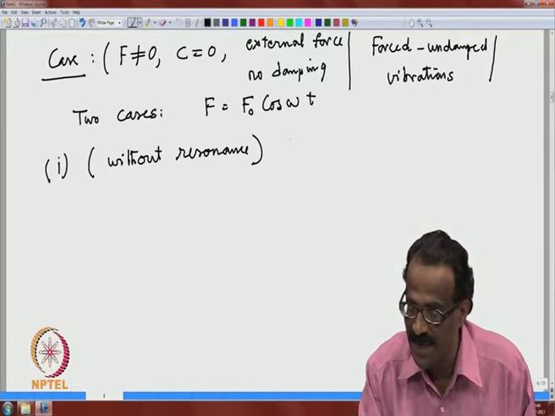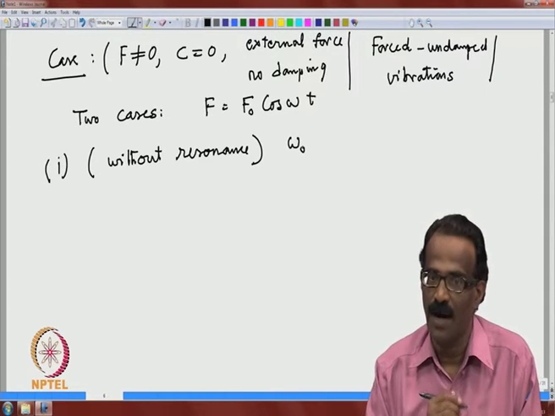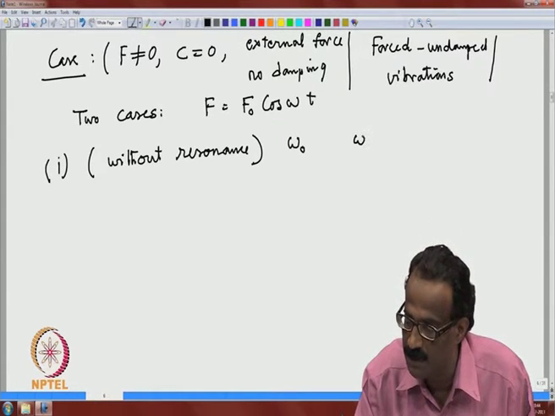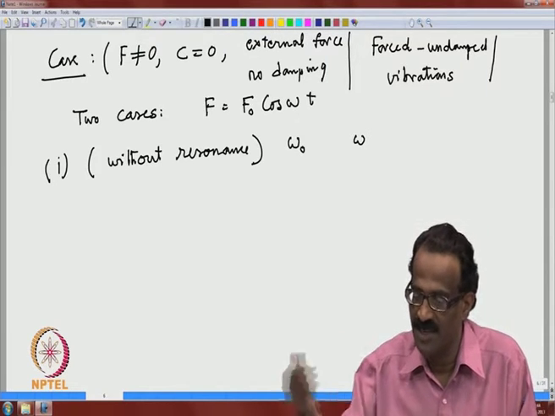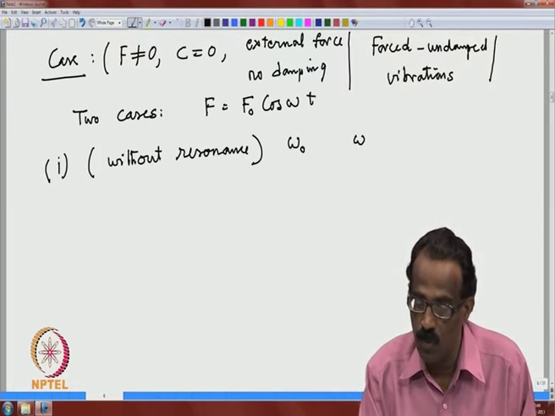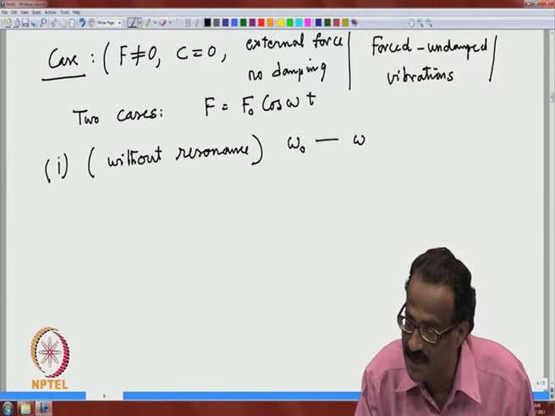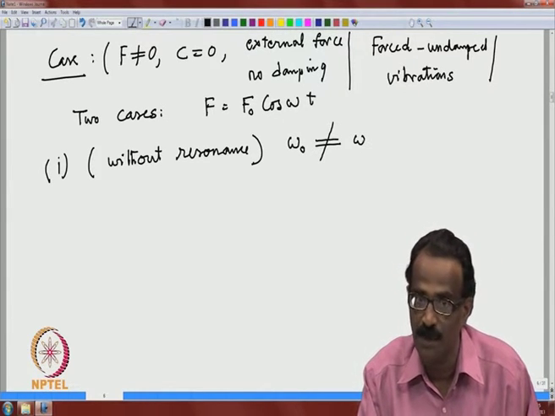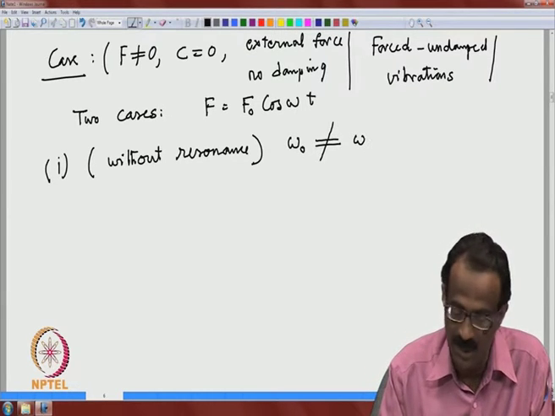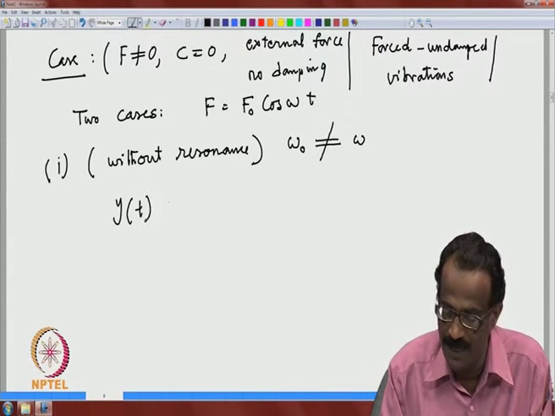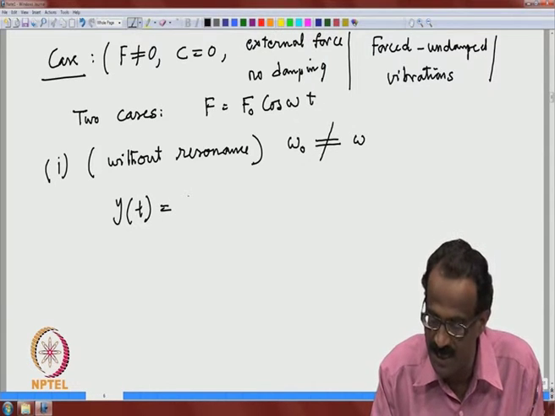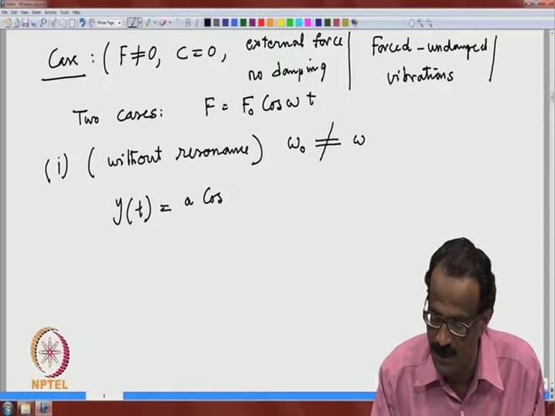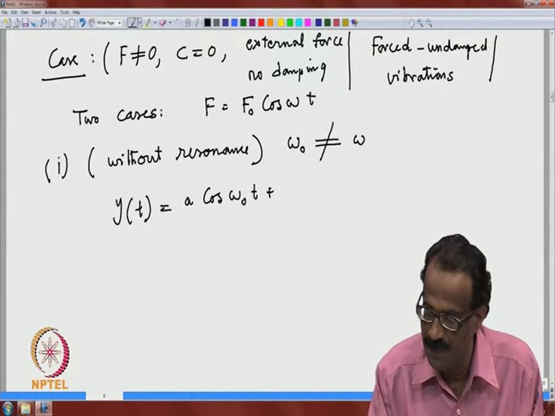That means you have a natural frequency omega naught coming from the system, and you have an external frequency coming from the external force. So the without resonance case is the case where the external frequency is different from the natural frequency. So omega naught is different from the frequency coming here. Then this is not the most interesting case, you can just write down the solution y(t). You have a solution of the homogeneous system, which will look like a cos omega naught t plus b sin omega naught t, very easy.